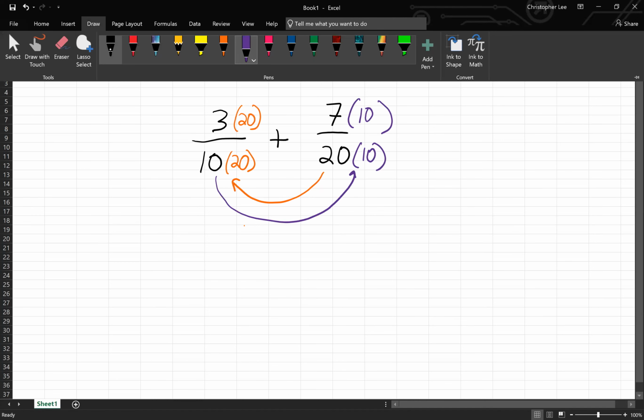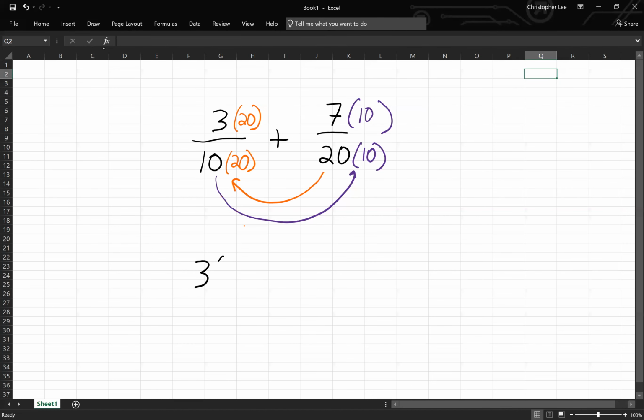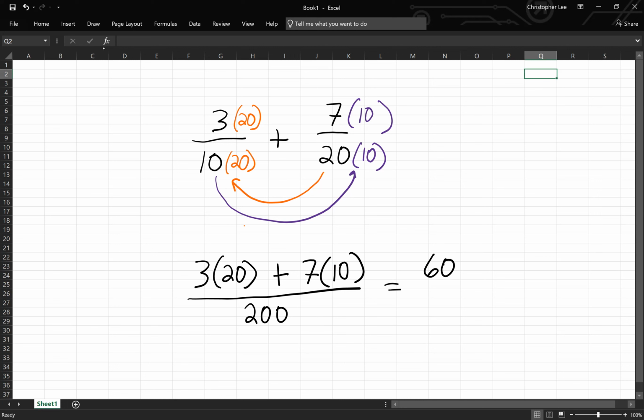So now let's look at what happens. Now I have 3 times 20 plus 7 times 10 over 10 times 20, which is 200. Do the math on this. 60 plus 70 divided by 200. And then I think this is 130 over 200. But here's the drawback to doing it this way.